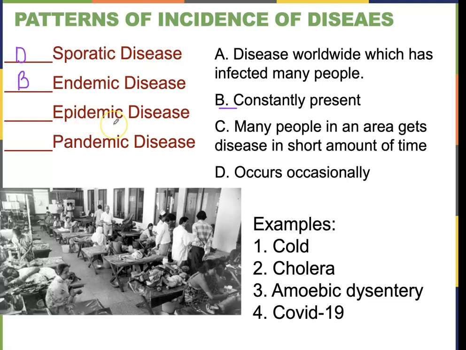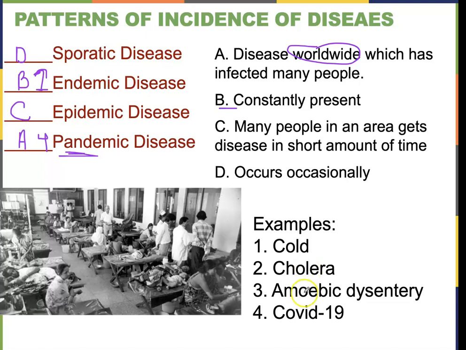Epidemic diseases are going to be infecting a lot of people at once in a short amount of time. And we didn't talk about it, but we all lived through COVID. COVID was actually a pandemic, right? Because it was an epidemic worldwide. So pandemic means that it is a worldwide disease with many people affected. So that's going to be A. And in terms of our examples down here, the cold, cholera, amoebic dysentery, and COVID, we already mentioned COVID was our pandemic. Okay. The cold is going to be endemic, so you can get the cold anytime. Oops, that's number one.